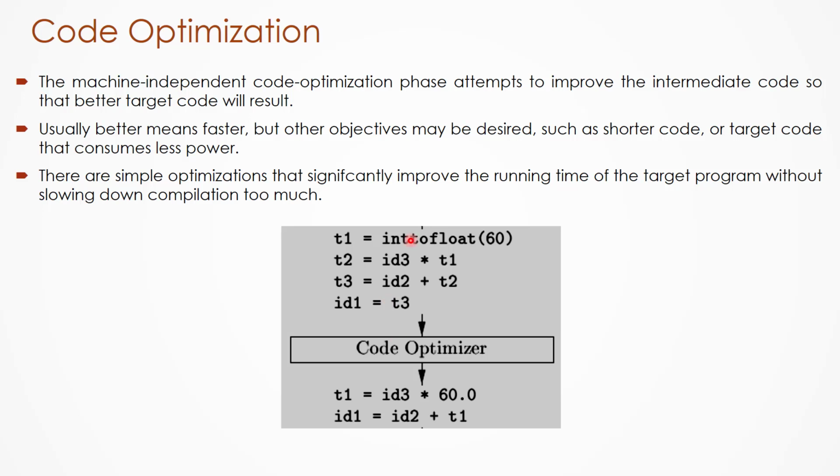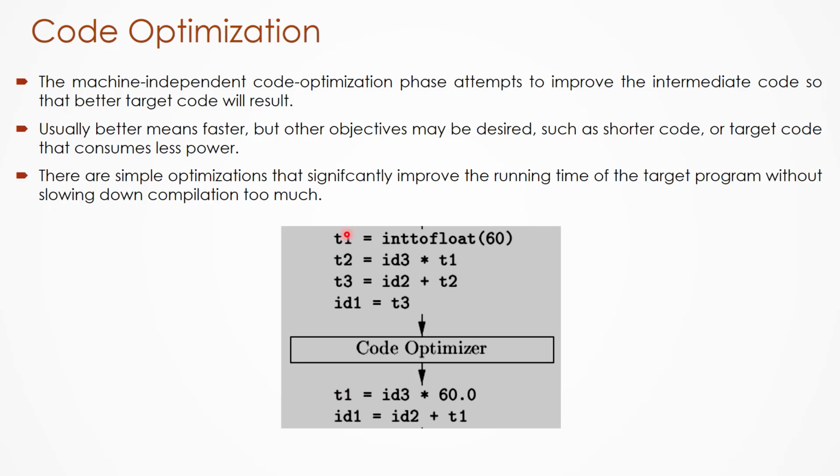If you notice the input part and the output part, here we have 4 lines. Here we have only 2 lines. So we are optimizing the statements, or we are improving the running time of these statements. So instead of calling a function int to float, it is converted to 60.0. And these two statements are combined. This T1 and this T1 is not the same. Here we are using only one temporary variable.